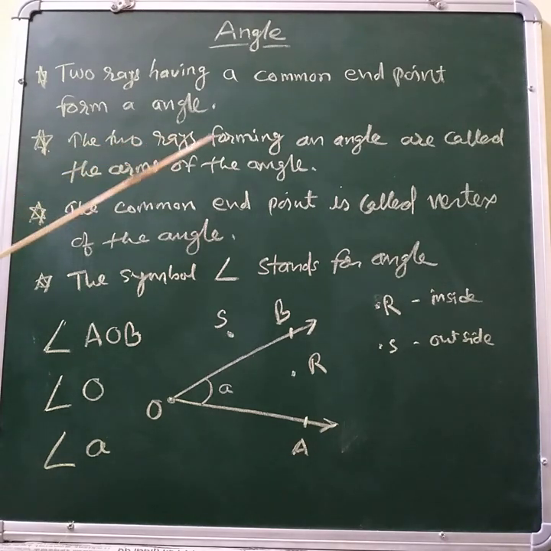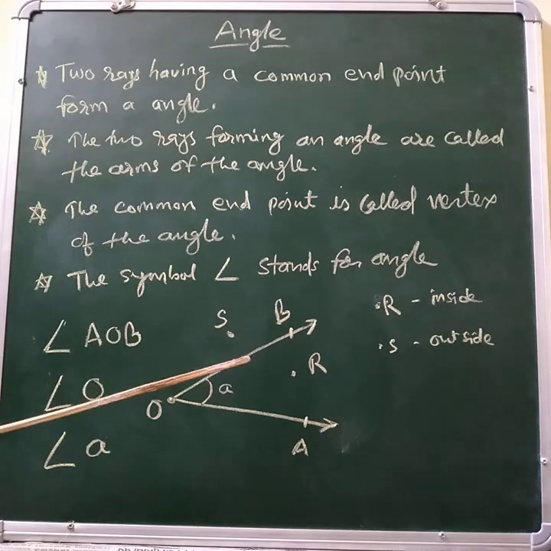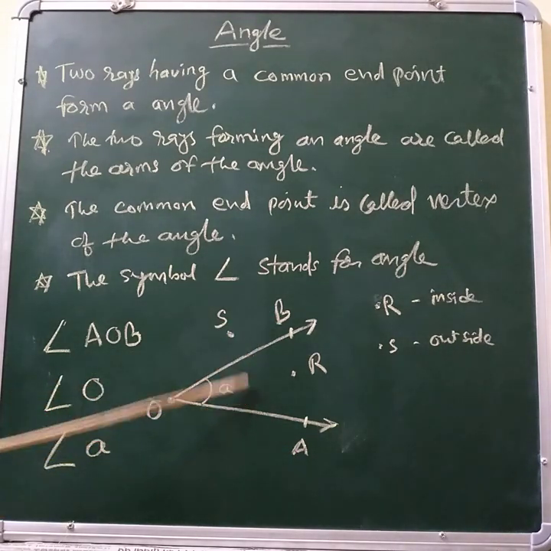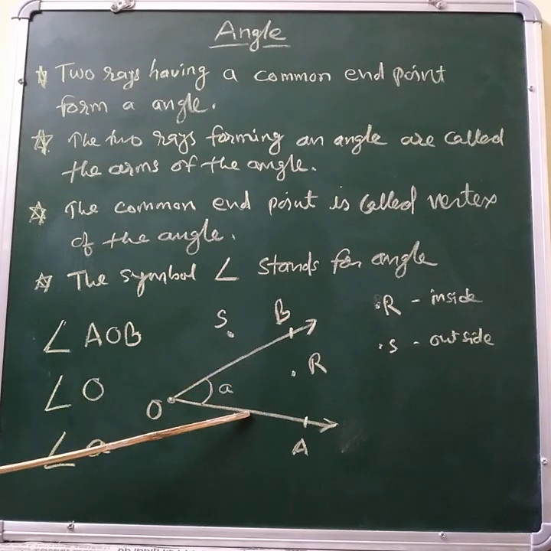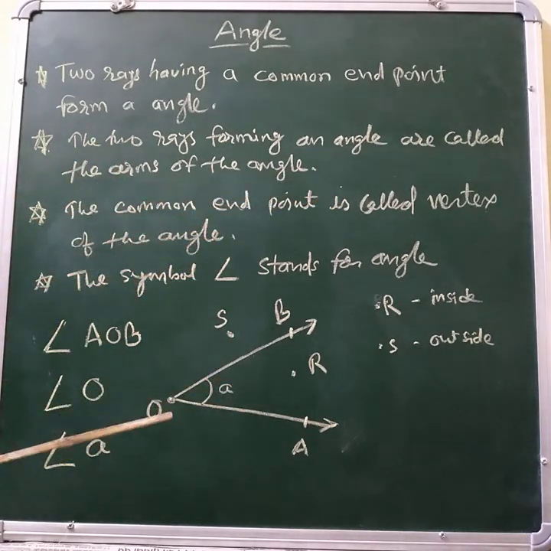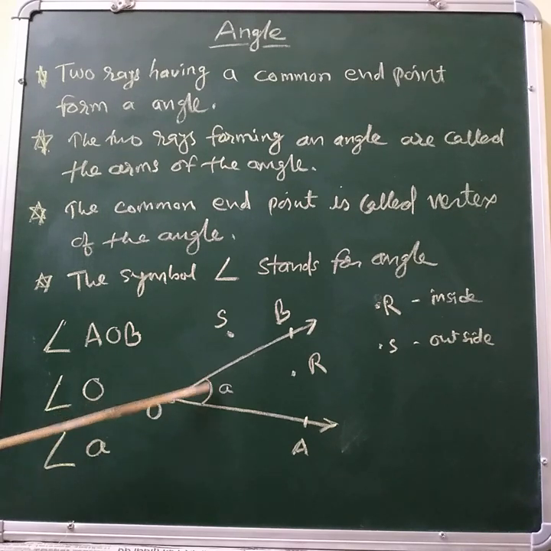The two rays forming an angle are called the arms of the angle. Ray OA and ray OB, these are called arms of the angle. The common endpoint is called the vertex of the angle. See here, the common endpoint is O. So O is the vertex of the angle.